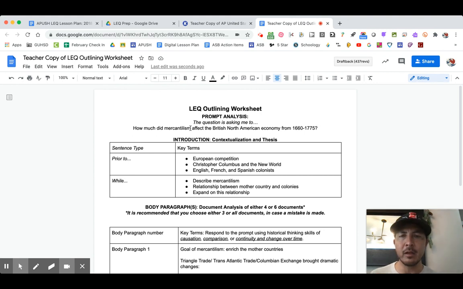So now that we know what the question is, it's about mercantilism, it's about the British economy, and we have a time period, we need to do our contextualization prior to 1660, right?